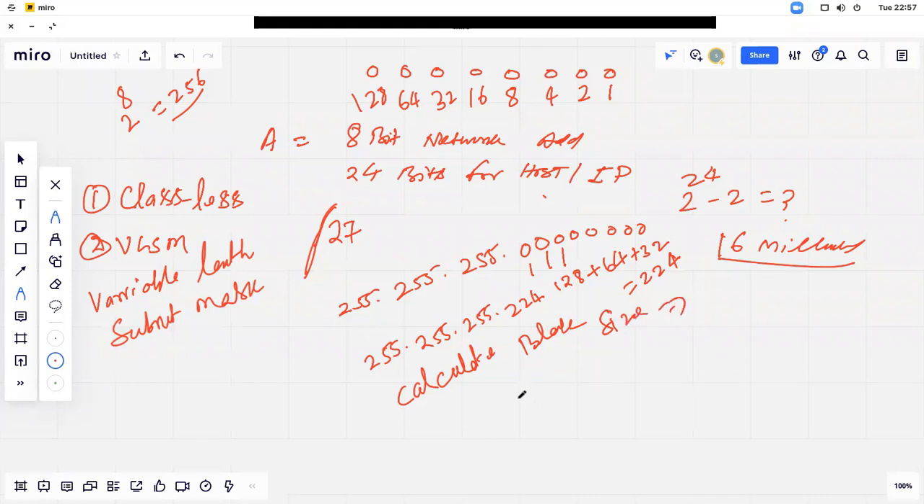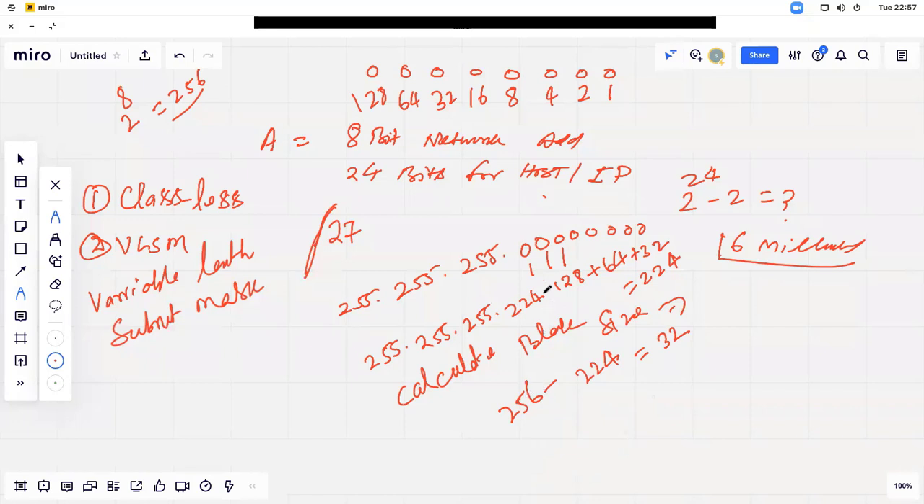To calculate the block size, we'll take the complete value of the 8 bits, that is 256, minus the value that we have taken from the 3 bits from the host, that is 224. Now we'll subtract 256 minus 224, and we'll get 32.